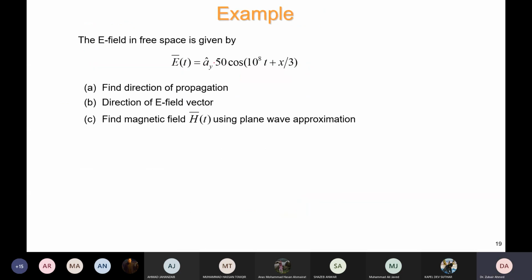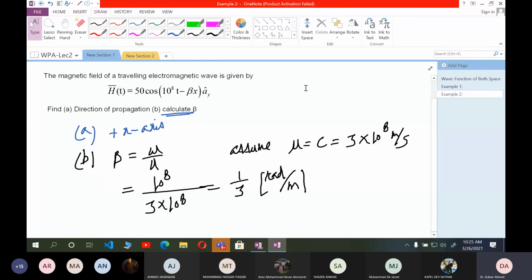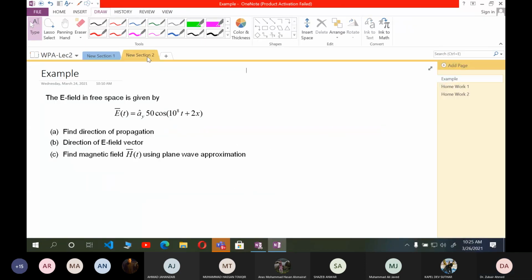So let's take one example. I will repeat this example again, but let's quickly go through it so that you can relate these concepts. So this is our electric field in free space. It's a traveling wave, with the electric field oriented in the y direction. The first question is to find the direction of propagation.